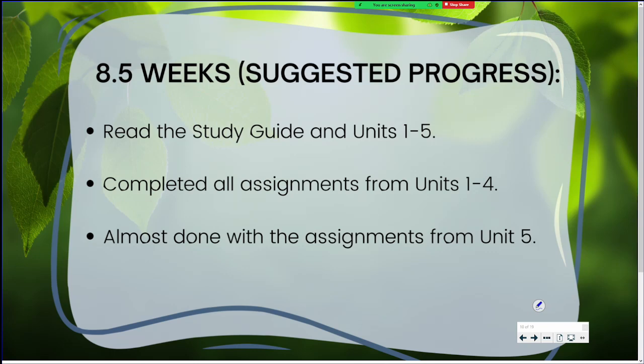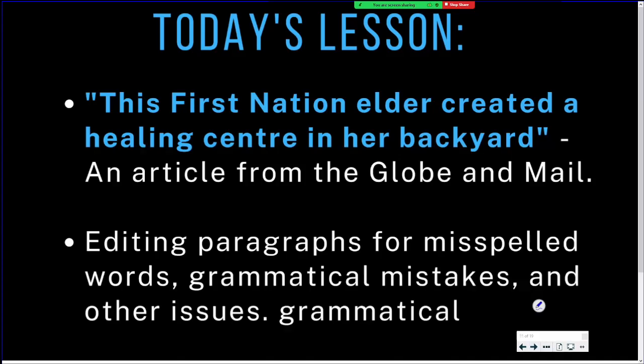Okay, so if you've been taking the course for about 8.5 weeks, you should be done all the assignments from Units 1 through 4, and almost done with the assignments from Unit 5, right? So that's 8.5 weeks of work in. You should have pretty much all of those unit works wrapped up and be ready to write that final exam, right? It should take you about a week and a bit to do an entire unit, so it goes by pretty fast.